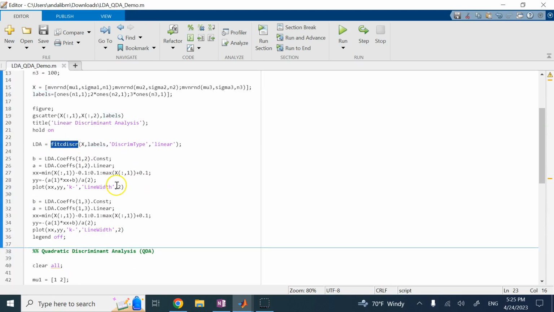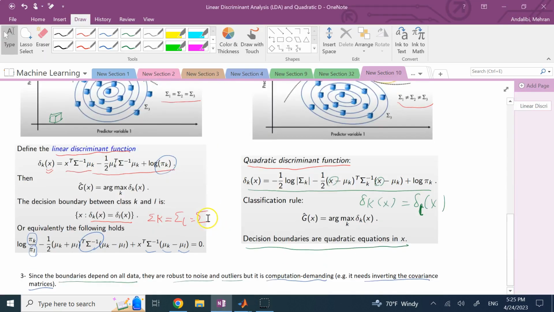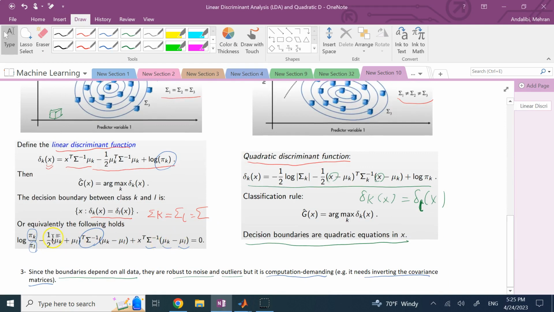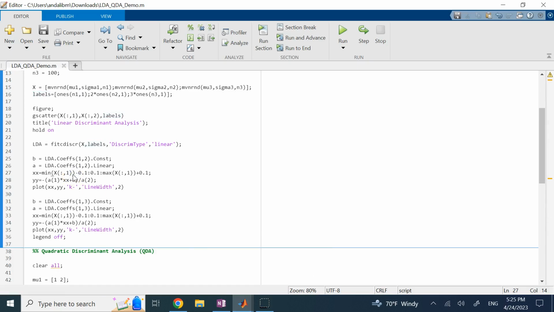Then I use the command fitcdiscr, and fitcdiscr is where I pass to it my training data and the labels, right? So you see I do not pass to it any mu or any sigma or anything, which you need for the equation of this line. So the algorithm has to find mu, sigma, and the pi's first, then find the equation of the line, right? And that takes some computation.